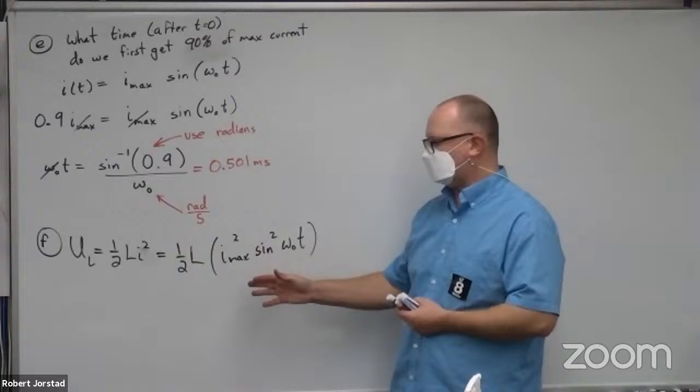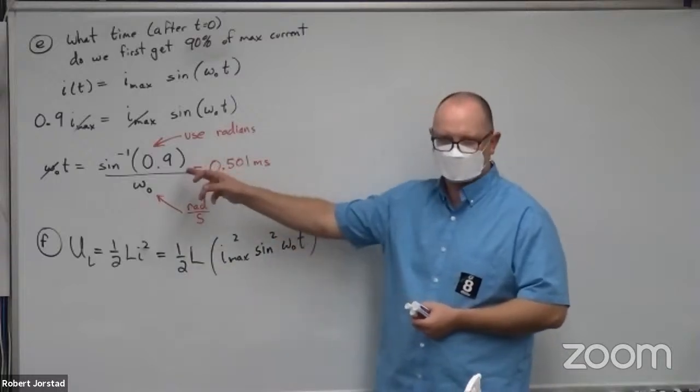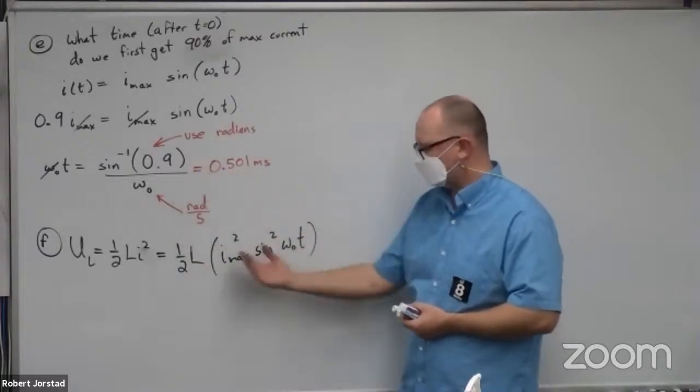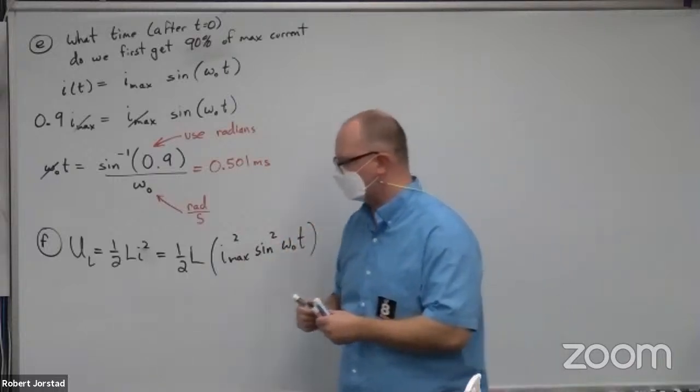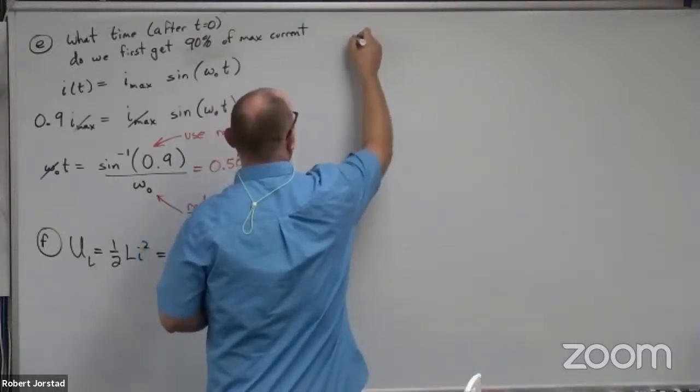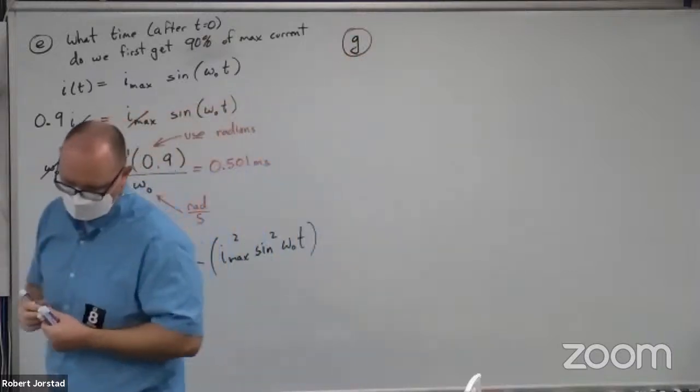At this point, I'm confident you can plug in the numbers. This was the one I was trying to trick you with. All right. Do you agree you can plug in some numbers here? Okay, let's keep going. How about part E? Oh, wait, G.